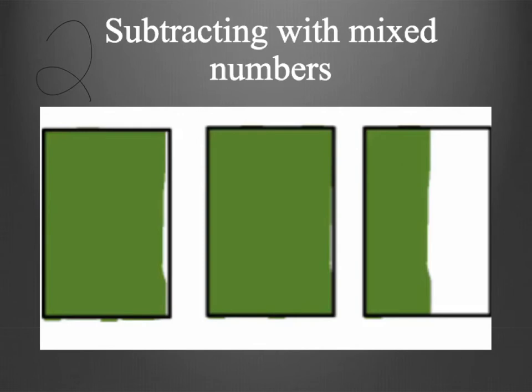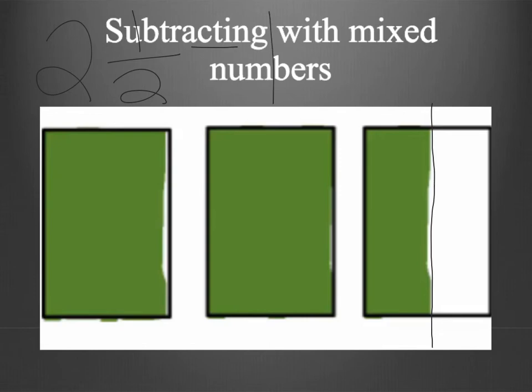That one's not shaded completely. It's divided in half. And then this whole section right here is shaded. So that means I have 1 out of the 2 parts. So I have 2 wholes and 1/2.